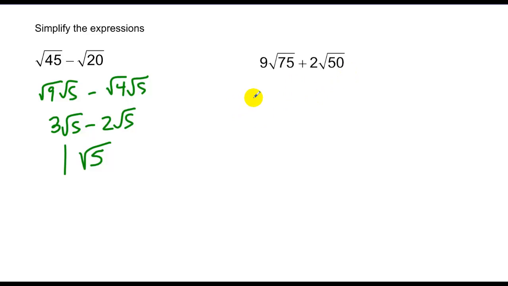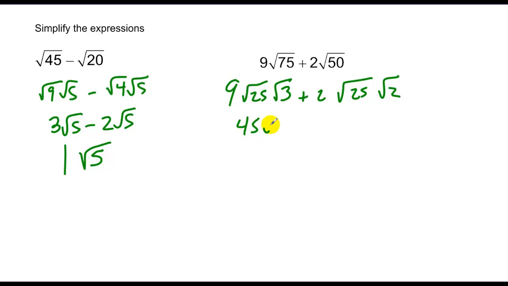Likewise, I can do the same here. This is 9, and then that's 25 and 3 and 2, and that's 25 and 2. Notice this goes to 45 root 3. This goes to 10 root 2. But now I'm stuck because I have no more like roots. So that's just my final solution.